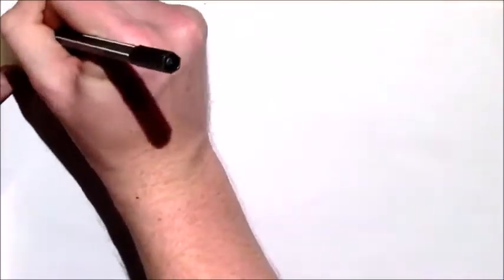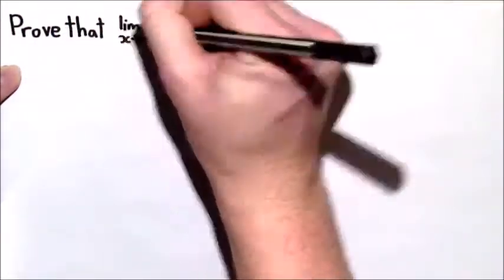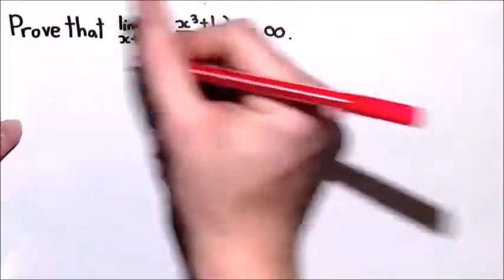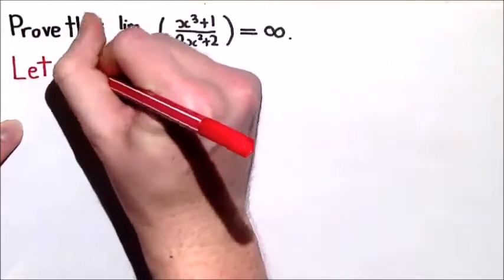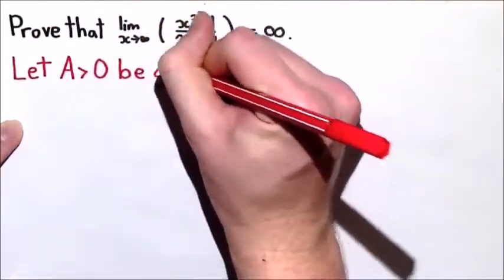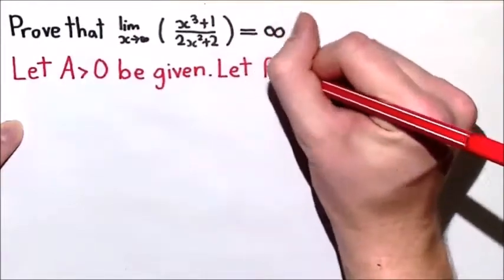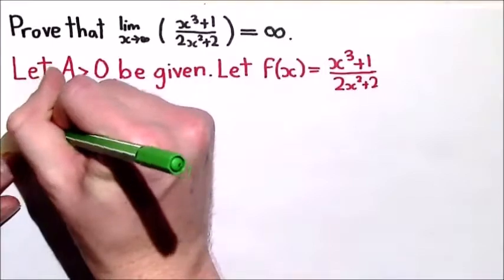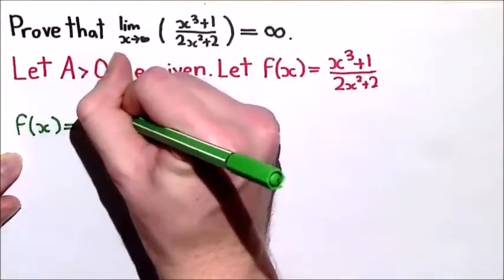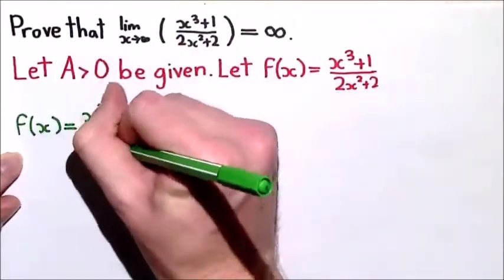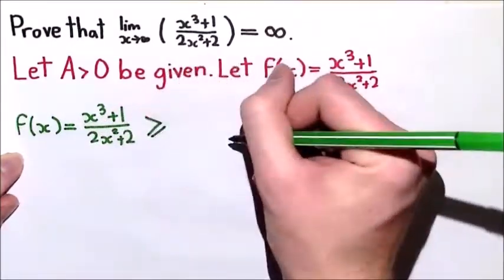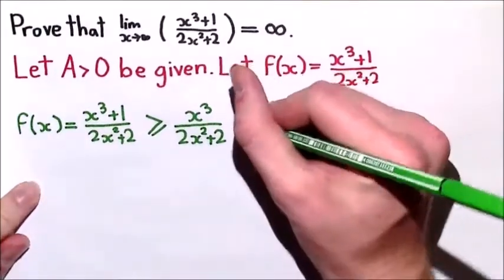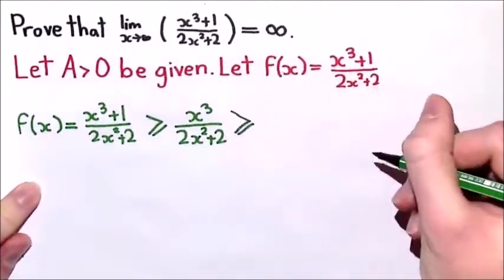Alright. Let's show that the limit as x tends to infinity of x cubed plus 1 over 2x squared plus 2 is infinity. Okay, so let's start with the let a is greater than 0 be given, like before, right? Yeah. And then we let f of x be equal to the function we're finding the limit of. This fraction isn't so great, so we need to break it down with inequalities. A good first step would be removing the 1 from the top. But we can't just get rid of the 2 on the bottom, as that would just make the fraction bigger.